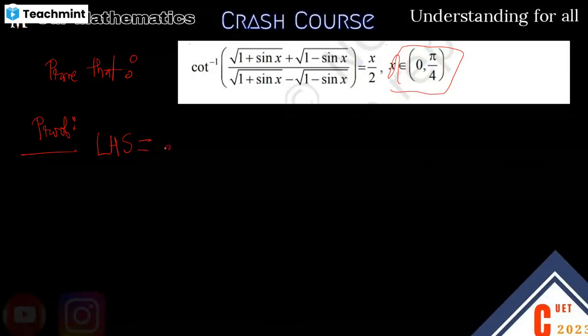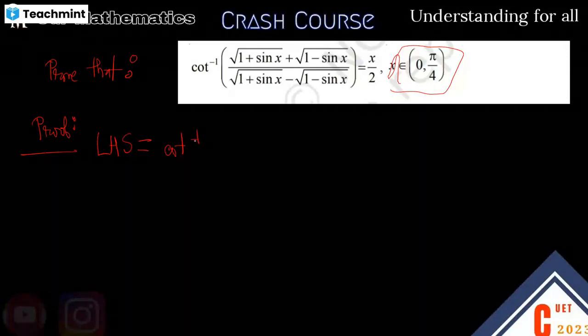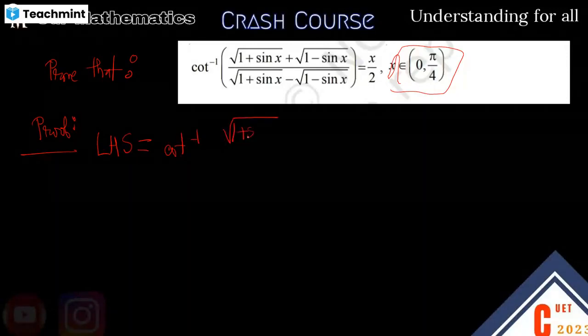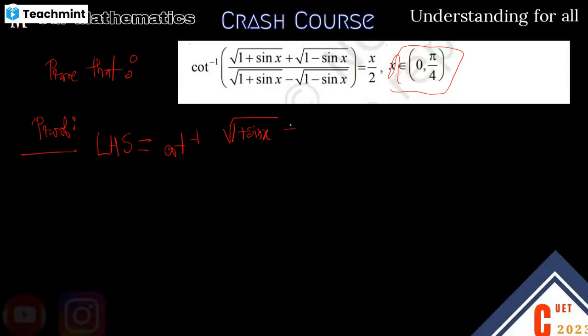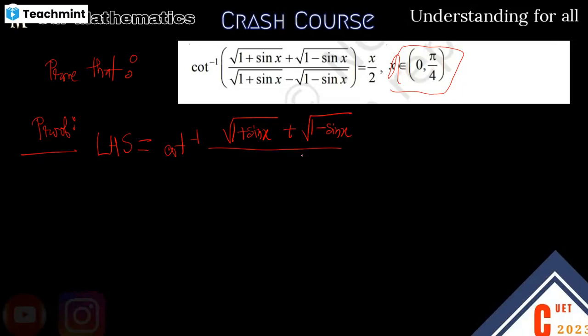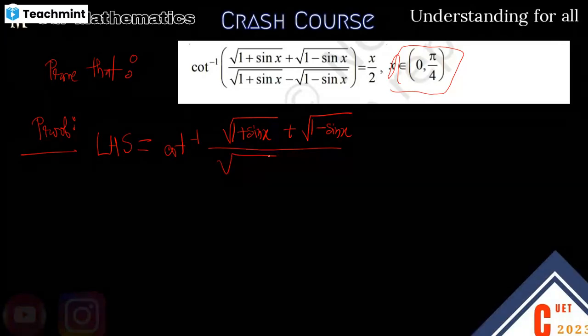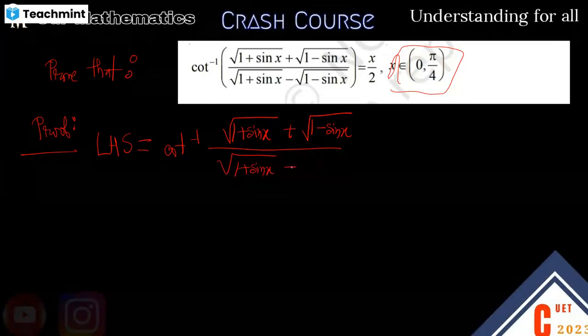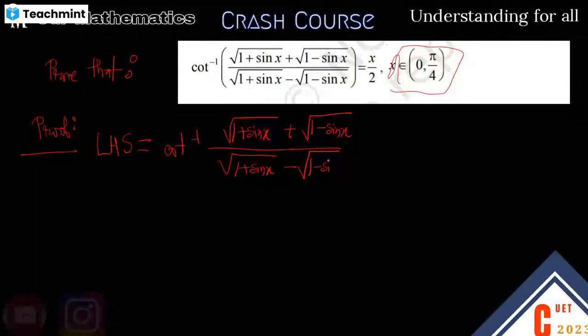Left hand side is equal to cot inverse of root over 1 plus sin x plus root over 1 minus sin x, divided by root over 1 plus sin x minus root over 1 minus sin x.